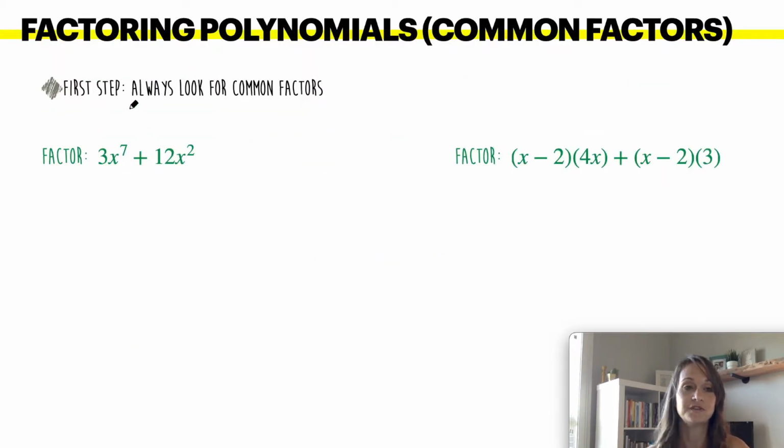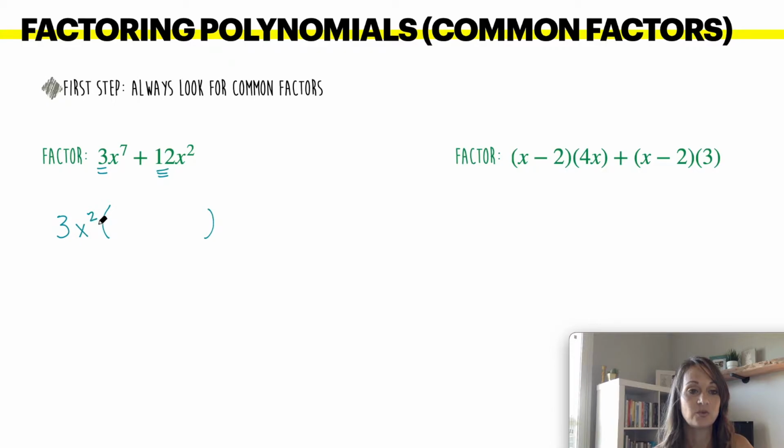Factoring polynomials, the first step is always look for anything that is in common. So for example, I have a 3 that's a constant that is in common, so I can pull a 3 out front. I can factor it out front. And then you look at your variables. I have an x to the 7th and I have an x squared, which means I can pull out an x squared. When I do that, 3 times 1 will give me 3 because I pulled the whole 3 out, so I'm left with a 1.